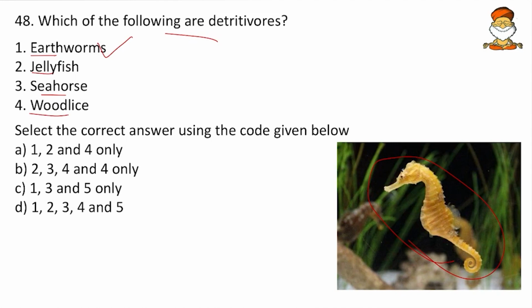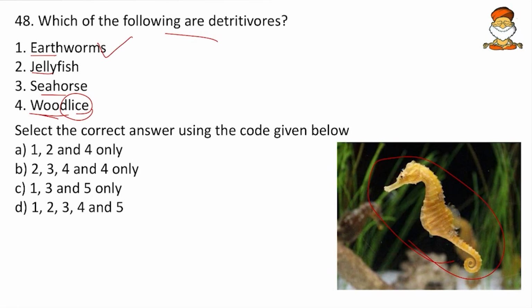And then come to the woodlice. Lice, friends, you know that they survive on the human beings and the animal's body. But woodlice, obviously, might be detritivores. So here again, 4 is present in 3 options. And now we have to search for the jellyfish and seahorse.